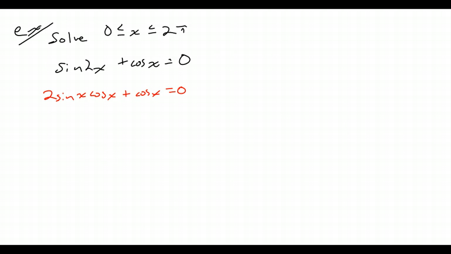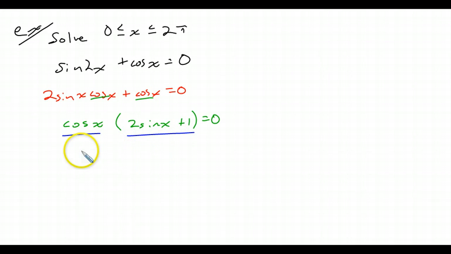Since that's true, I can take out a cosine x and factor it out so that I have cosine x times 2 sine x plus 1 equals 0. And now I have something times something equal to 0, so cosine of x equals 0, and 2 sine x plus 1 equals 0. Okay, cosine of x, for that to be 0, think about your unit circle.